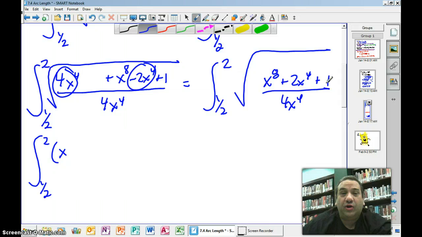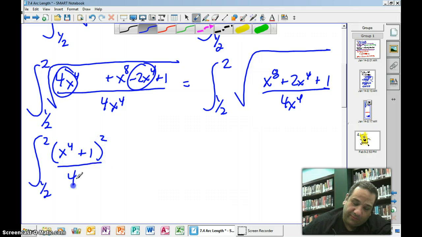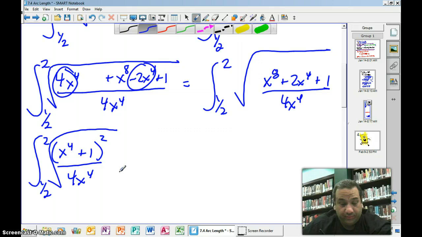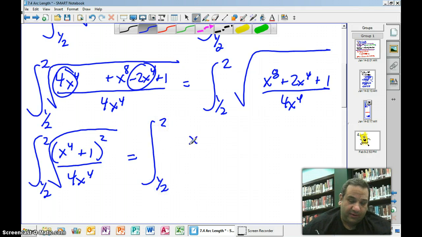This is a perfect square trinomial. I got it out. It's x to the 4th plus 1, quantity squared. On the bottom is 4x to the 4th, all still under the square root. But now we're getting rid of the square root. That's the goal. The square root's got to go. So now it's going to be just x to the 4th plus 1 up top, and on the bottom it's going to be 2x squared. Getting there, folks.